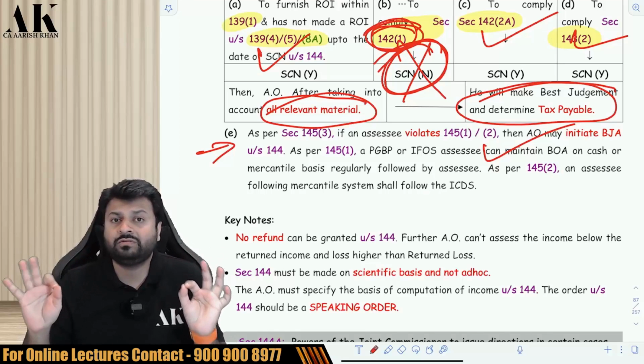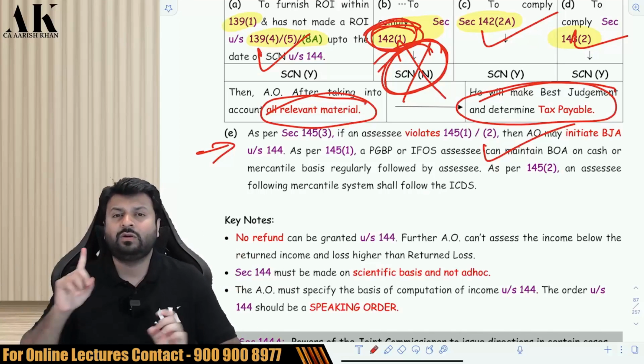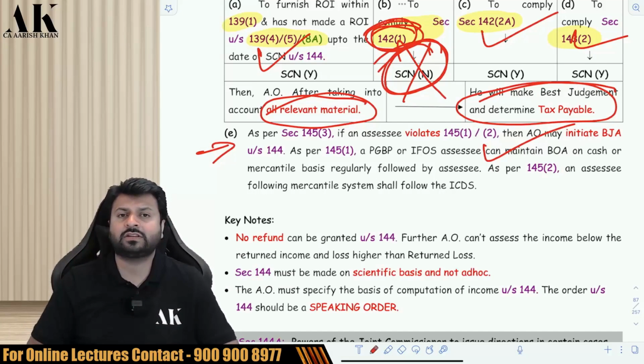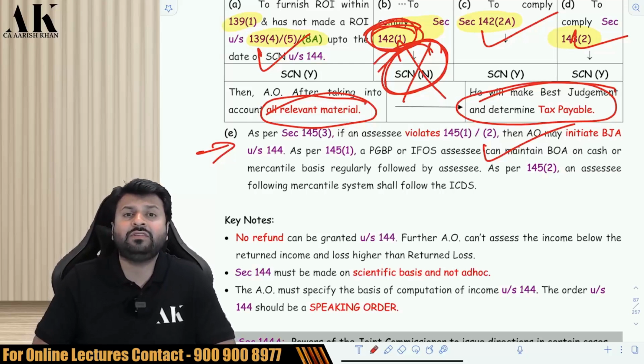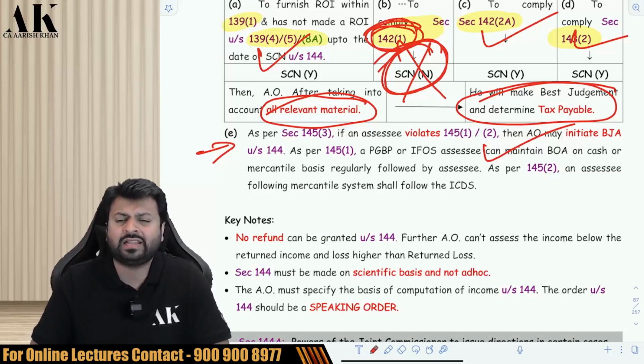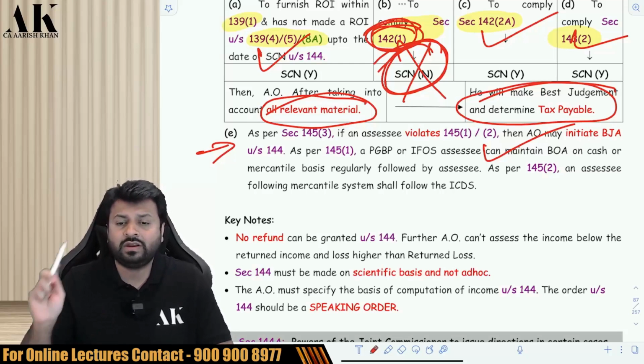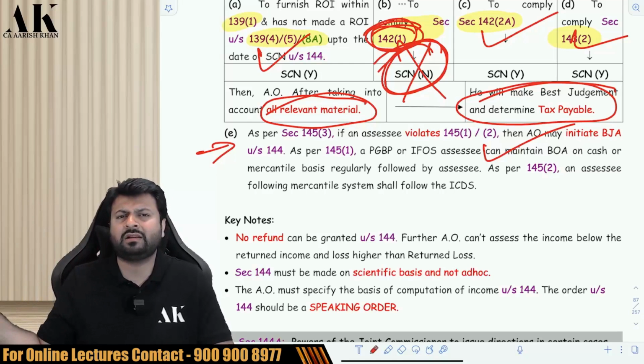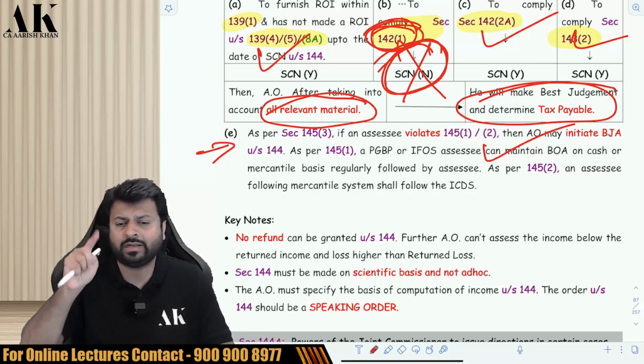Under 144, which is for the benefit of the department, 144 is not made for the benefit of the assessee, and therefore under 144 you are not going to get any refund. That is not possible. 144 will not grant you refund. If you want refund, your assessment should be done under regular assessment under 143(3), or your return should be processed under 143(1). There you can get refund, but here you cannot get refund.